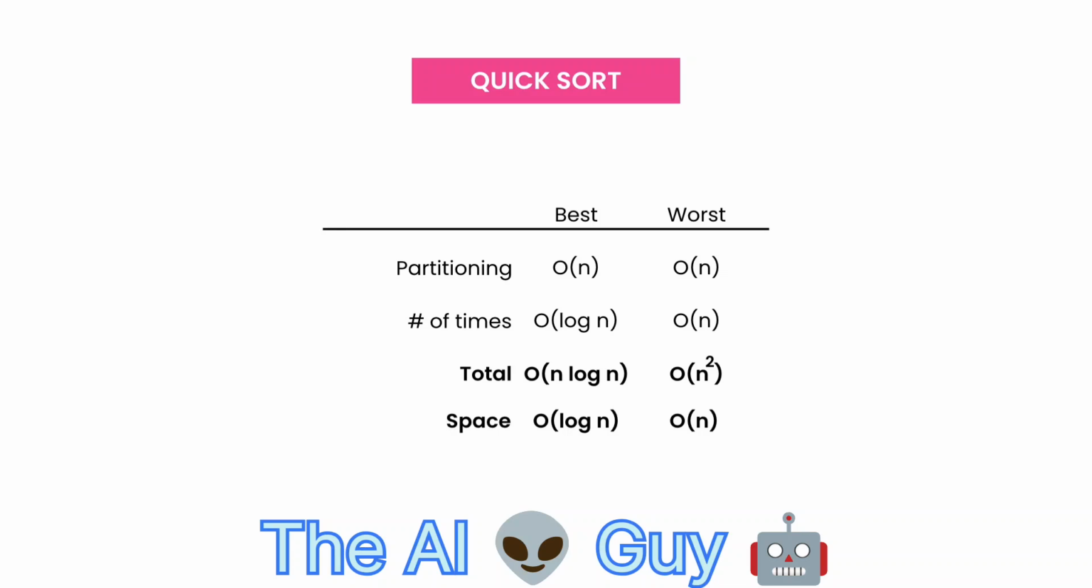Overall, we prefer quicksort to merge sort because they both have O of n log n time complexity, but quicksort requires less space. All right, enough theory. Now it's time to implement quicksort. So spend 20 to 30 minutes on this and then come back and see my solution.